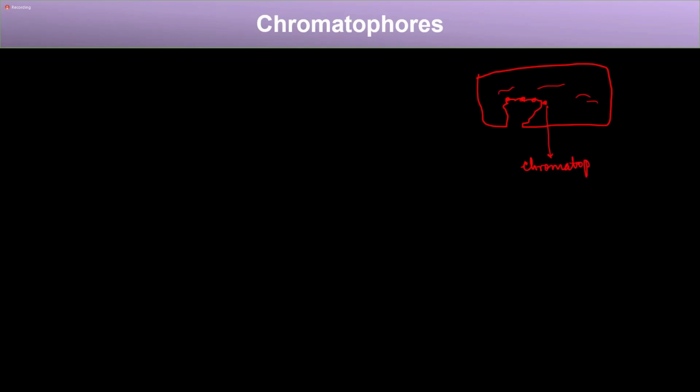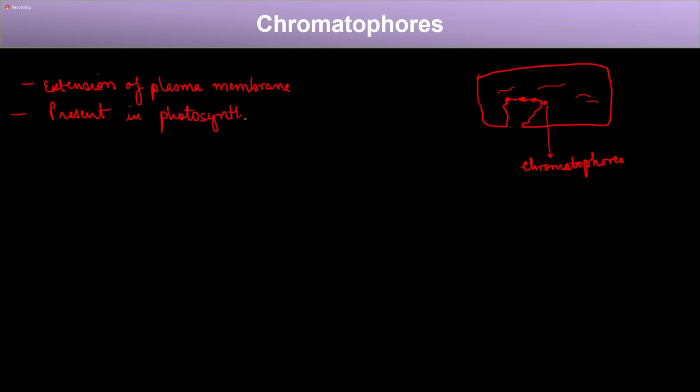So what do these chromatophores do? First of all, these chromatophores are again an extension of the plasma membrane, just like mesosomes. But they are present exclusively in photosynthetic bacteria. Okay. So the mesosomes do not have any role in photosynthesis, but chromatophores are present only in the cells that do photosynthesis. So these are present in photosynthetic bacteria.